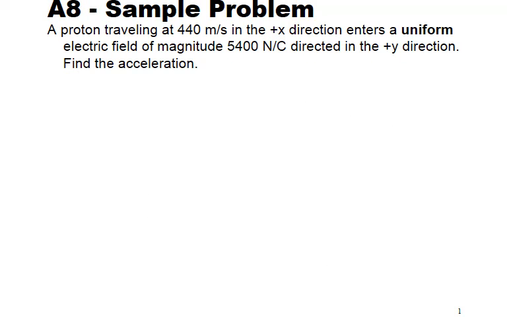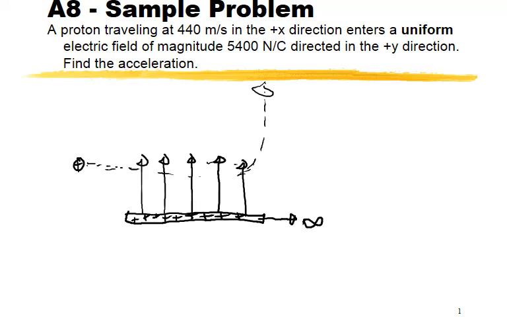All right, so let's consider this one. We have a proton traveling at 440 meters per second in the positive X direction. It enters a uniform field with a magnitude of 5,400 newtons per coulomb in the positive Y direction. We want to find out the acceleration of it. So here's the situation, right? We've got our positive charge entering the field, and it's being forced upward like this.